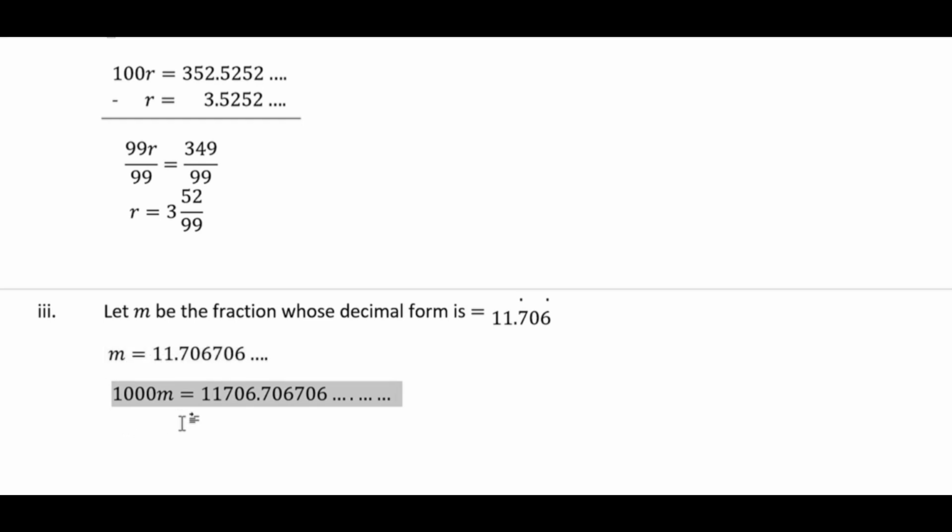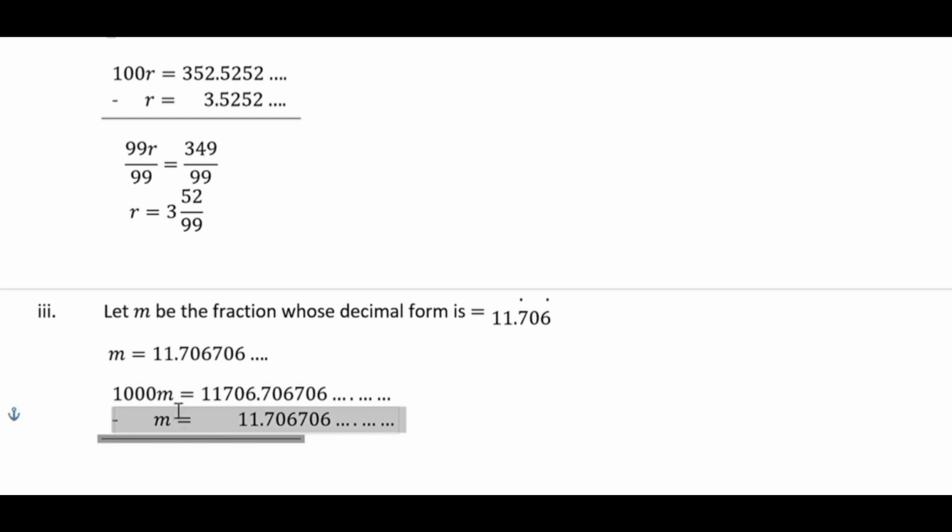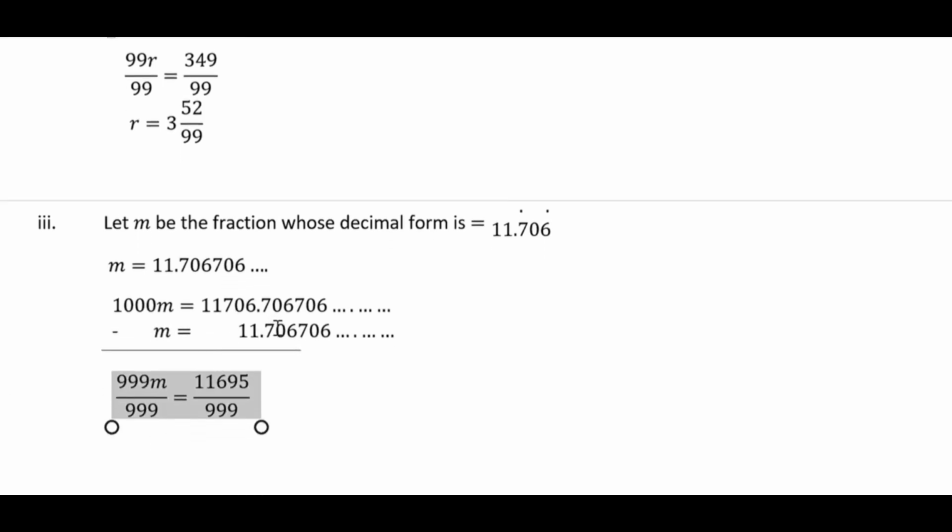Subtract the initial decimal and fraction, which is M is equal to 11.706706. Subtract it from here. If you do that, you will get this giving you 999 M is equal to, when you subtract these ones will cancel, and then this 11,706 minus 11 will give you 11,695. Then to get M, divide both sides by 999 like that, and that will give you M being equal to 11 and 706 over 999. So that is the fraction whose decimal form is 11.706 recurring.